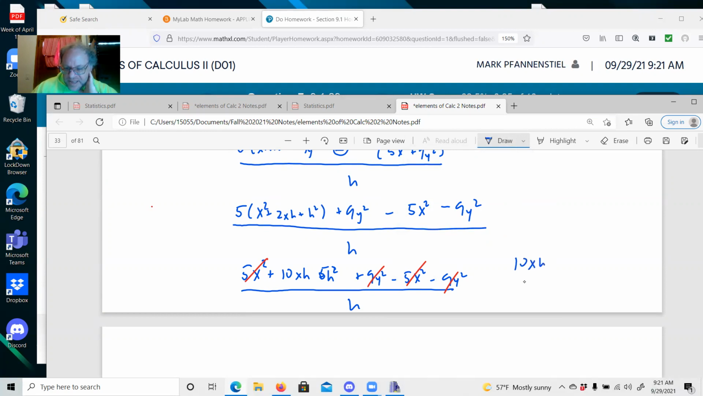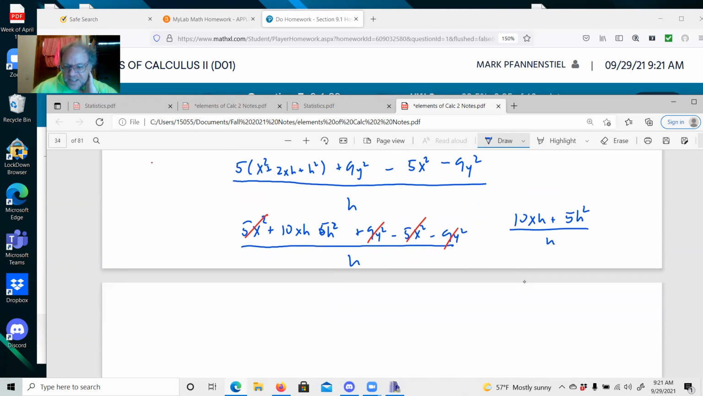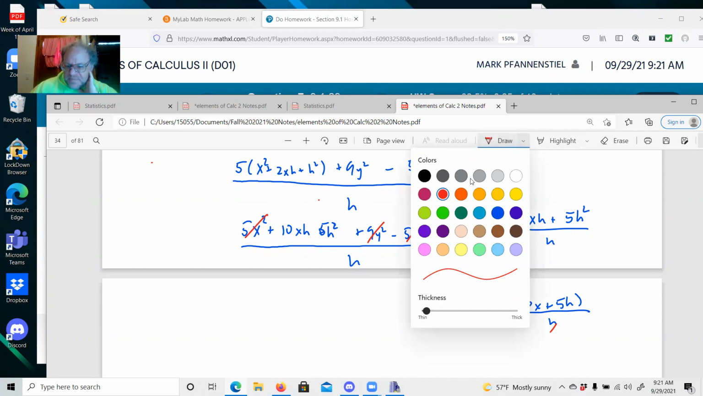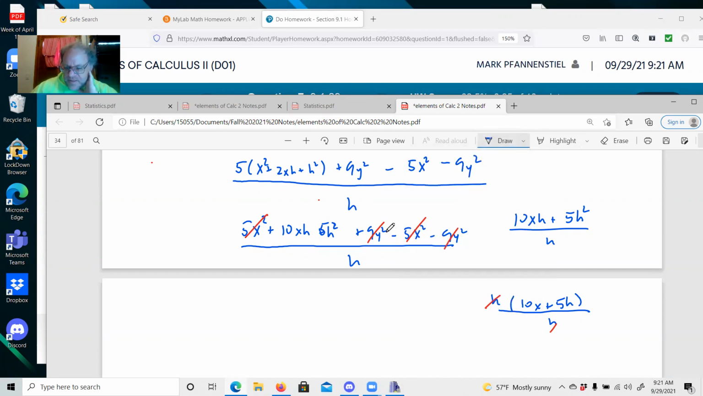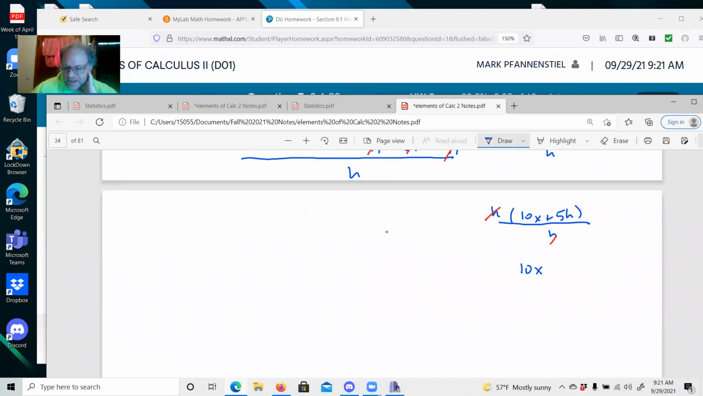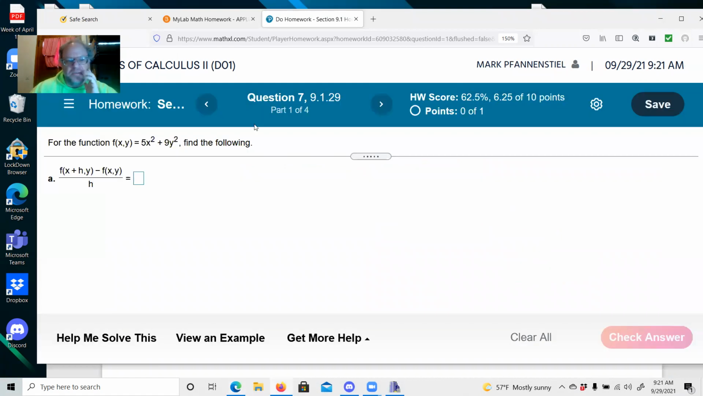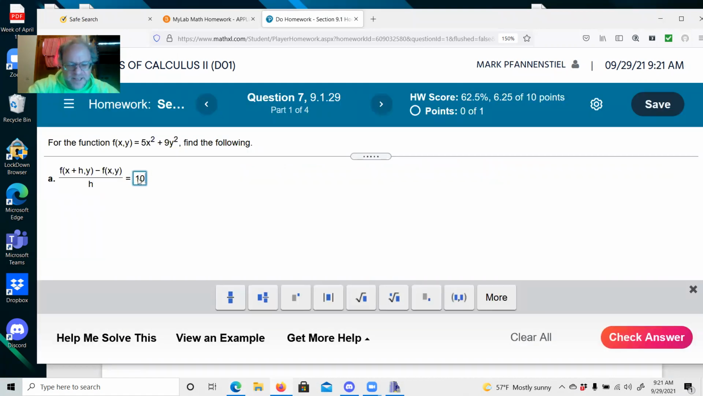We have 10xh plus 5h squared all over h. There's an h that's common. So we have h times (10x plus 5h) all over h. Some stuff cancels. These cancel, and we just get 10x plus 5h. Sorry, 10x plus 5h. So we're going to write that down as our answer. I'm going to see where this goes. All right, so we have 10x plus 5h.